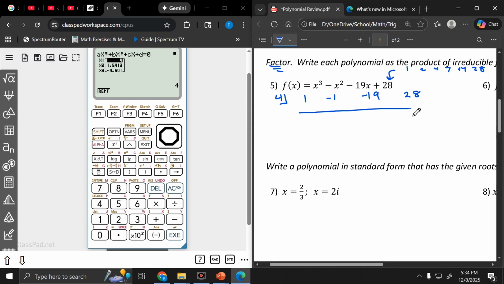Now, we are factoring. So I need a 0 right here. I have to get a 0 now.